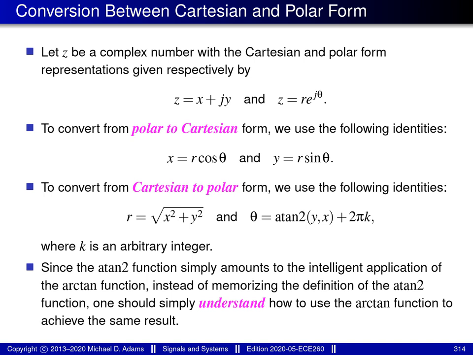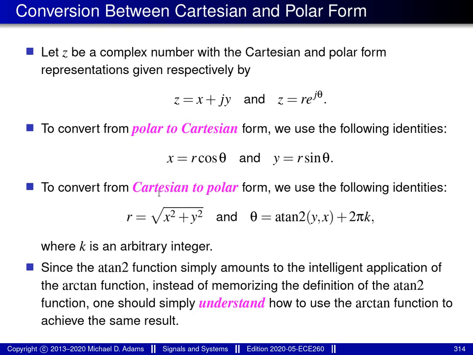As discussed earlier, there are two common representations for complex numbers. There's the Cartesian form, which is this form here, where x denotes the real part of the complex number and y is the imaginary part. And then we have the polar form, where r is the magnitude of the complex number and theta is the argument of the complex number. So to convert from polar to Cartesian form, we simply use the formulas here, which involve cos and sine.